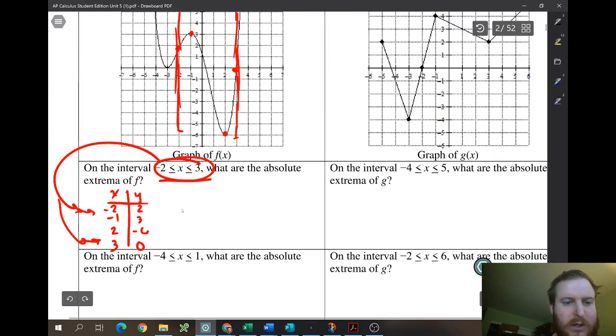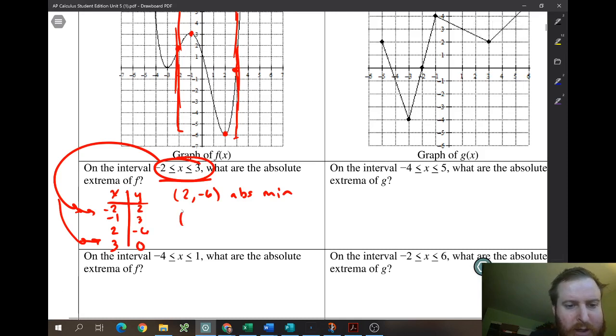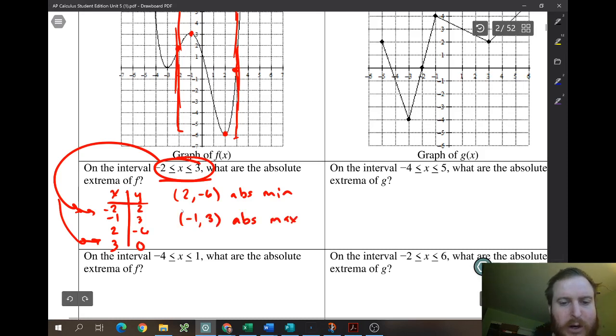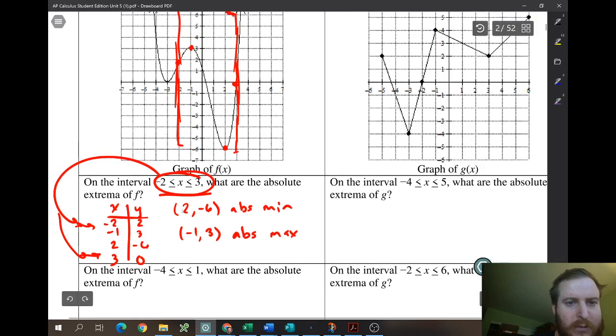And so this really helps us to figure out those absolute extrema. So we'll say that (2, -6) is our absolute min. And then our highest value is at (-1, 3). We're looking at the y values, right? The biggest y value and the smallest y value. And it is important here you want to put both the x and the y when possible for these absolute extrema.